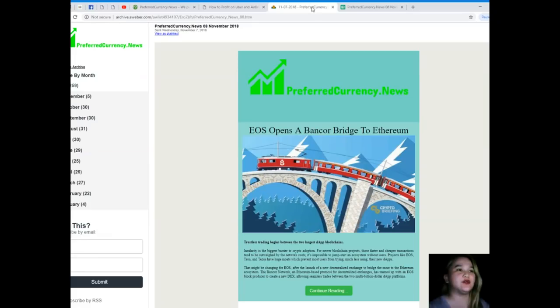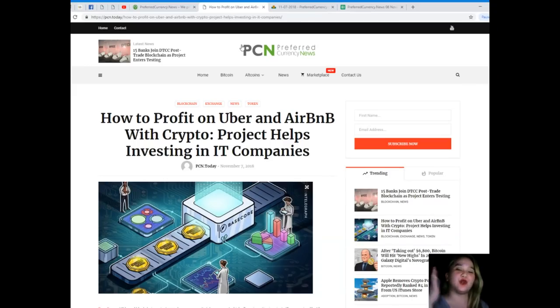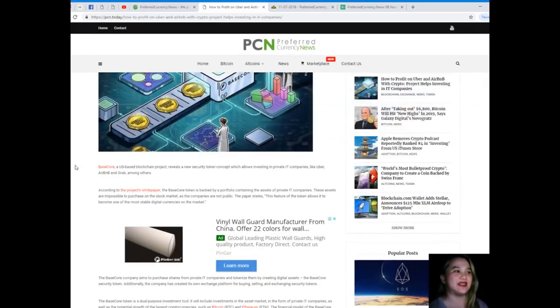So for today's news, guys, this is brought to us by PCN, or Preferred Currency News. How to profit on Uber and AirBnB with crypto. Project helps investing in IT companies. So let's go. Basecore, a US-based blockchain project, reveals a new security token concept which allows investing in private IT companies like Uber, AirBnB, and Grab, among others.